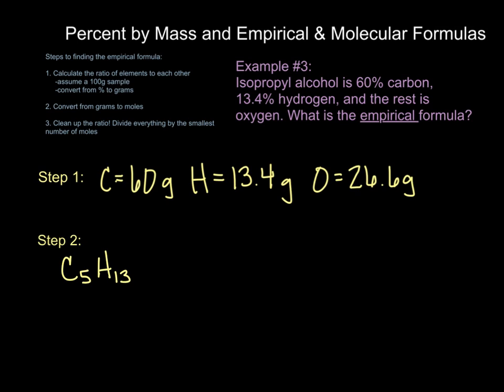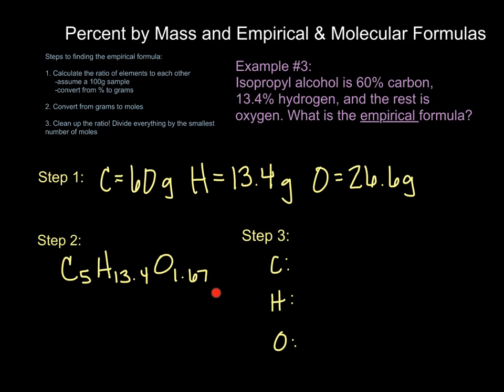So what this tells us is that our empirical formula is carbon 5, hydrogen 13.4, and oxygen 1.67. However, we can't have decimals in our empirical formula. We have to have whole number mole ratios. So step 3 tells us to clean up the ratio and divide by the smallest number of moles.